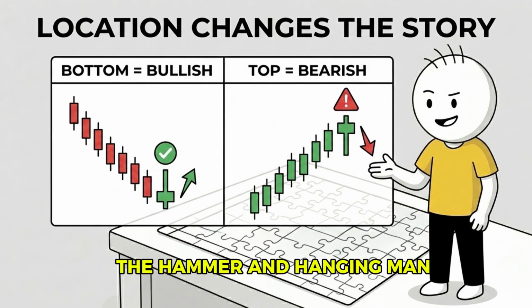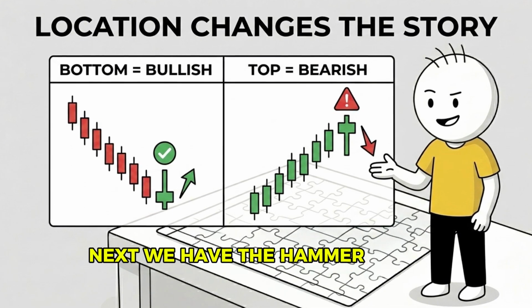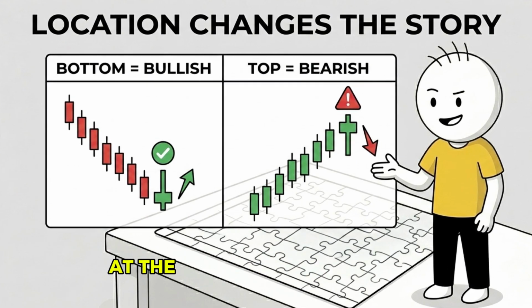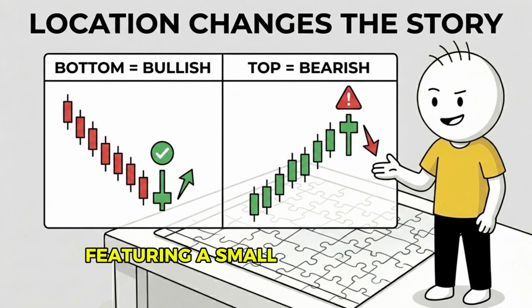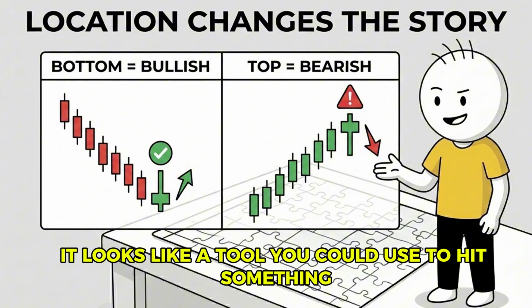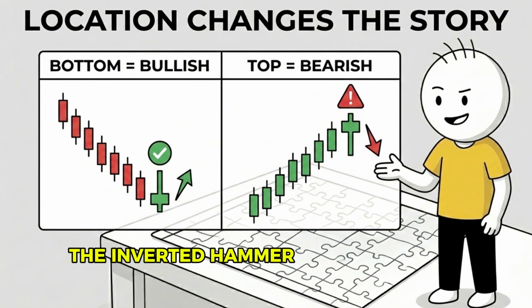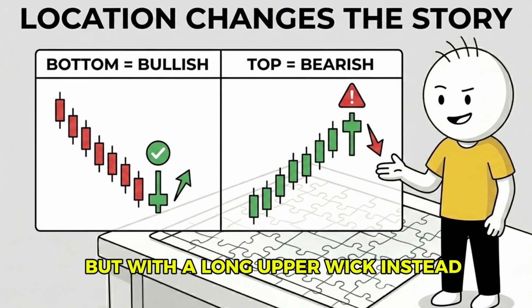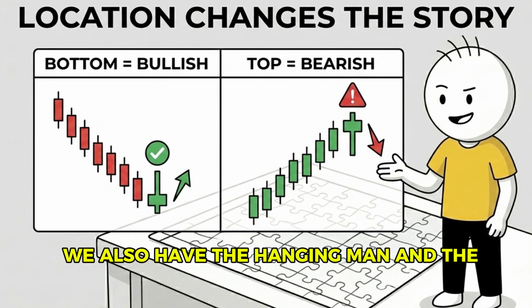The hammer and hanging man. Next we have the hammer and the inverted hammer. The hammer is a bullish reversal candle at the bottom of a downtrend, featuring a small body and a long lower wick. It looks like a tool you could use to hit something. The inverted hammer is also a bullish reversal at the bottom of a trend, but with a long upper wick instead. We also have the hanging man and the shooting star.